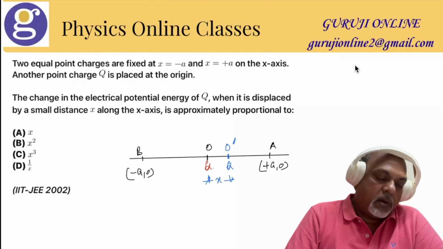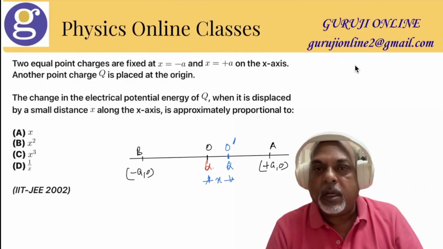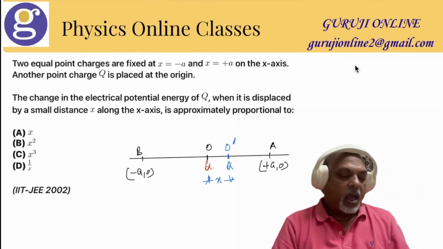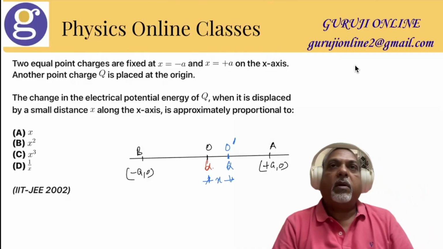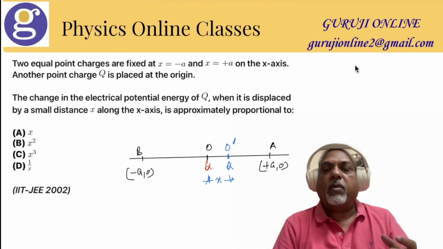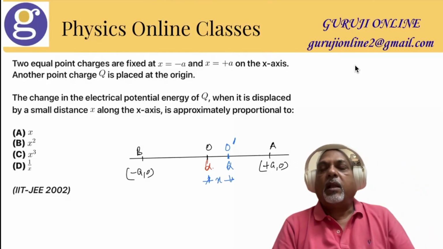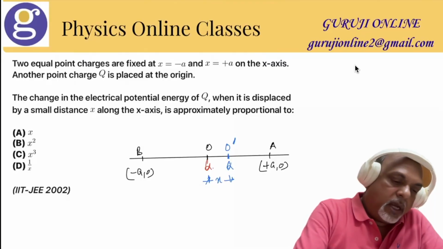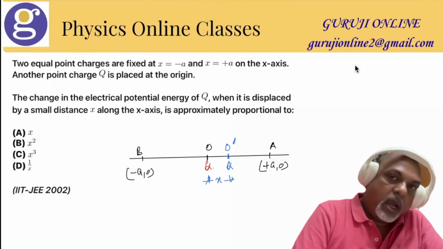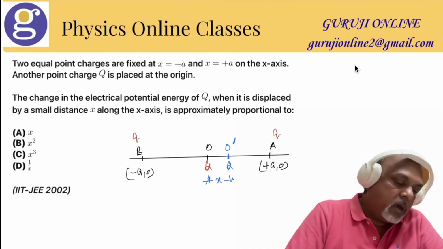Correct. Now we have to find out the change in the electrical potential energy. How can we find it out? Again, as in the last problem, we found the potential. Here also there are two charges at A and B, both equal, Q and Q.